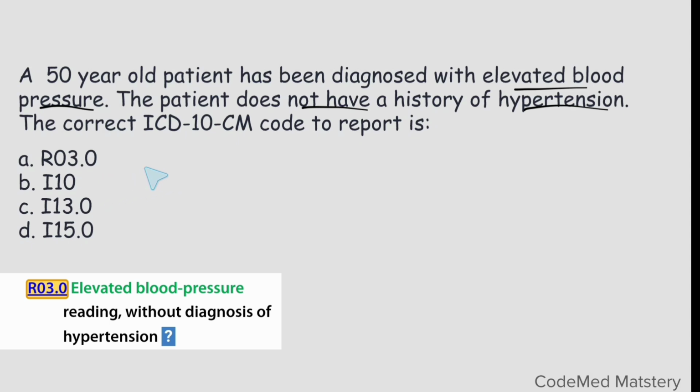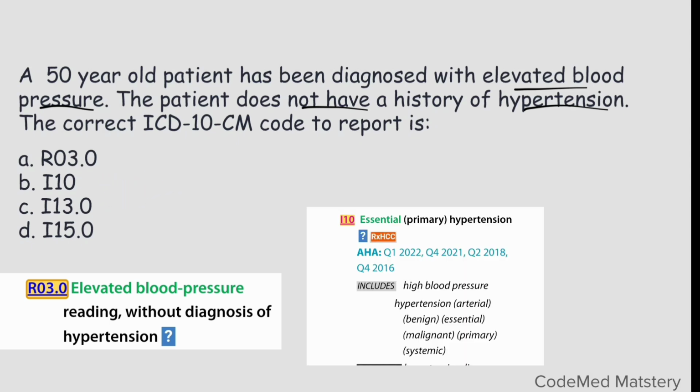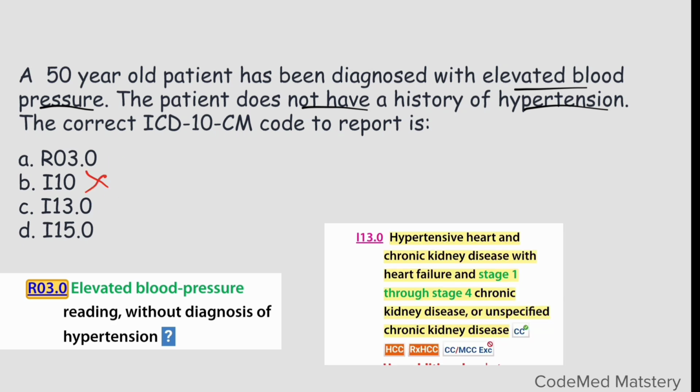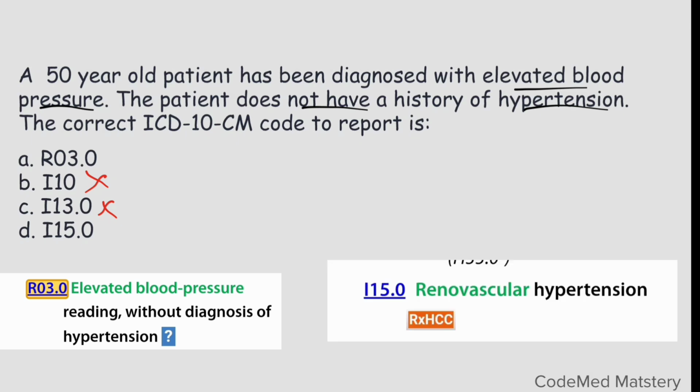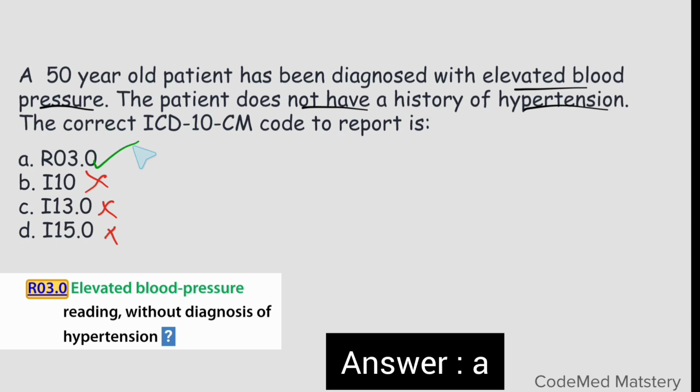Let us check other options. Check option B I10. I10 is for essential primary hypertension. But in the scenario, they have not mentioned hypertension diagnosis. So, we cannot code I10. We'll eliminate option B. Option C I13.0 is for hypertensive heart and chronic kidney disease with heart failure. That is also not matching. We'll eliminate option C. Coming to option D I15.0, which is for renovascular hypertension. That is also wrong. The right answer is option A. Elevated blood pressure without diagnosis of hypertension.